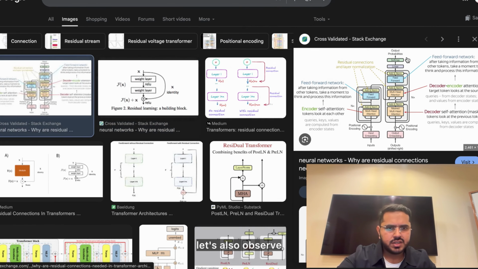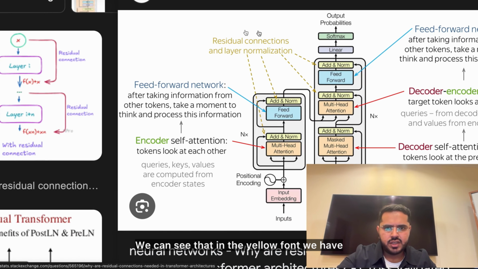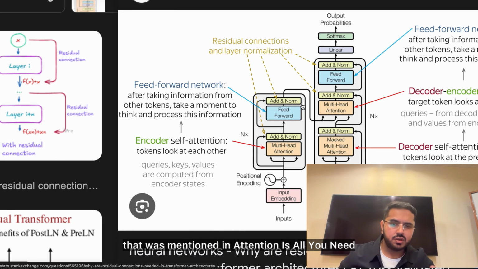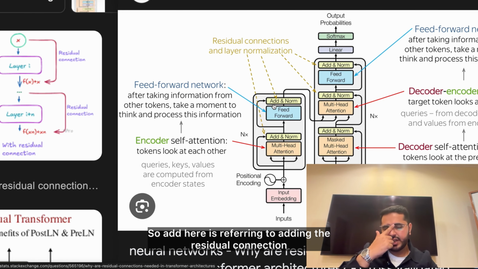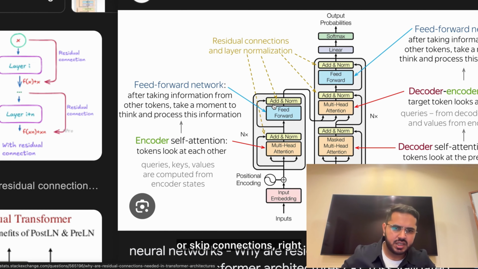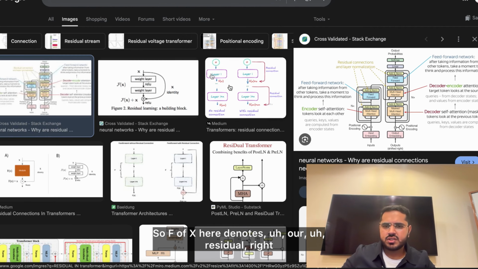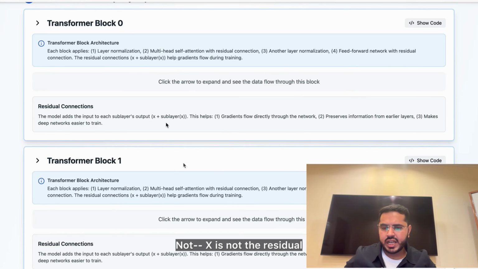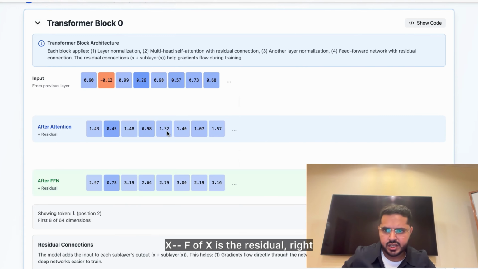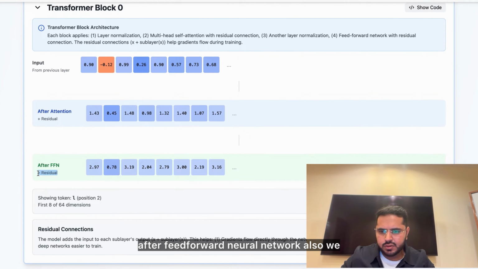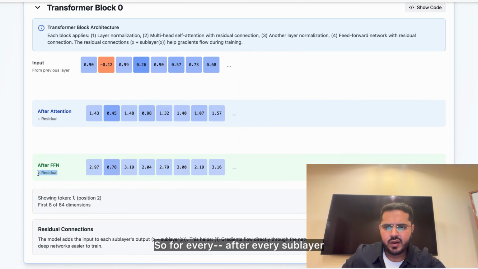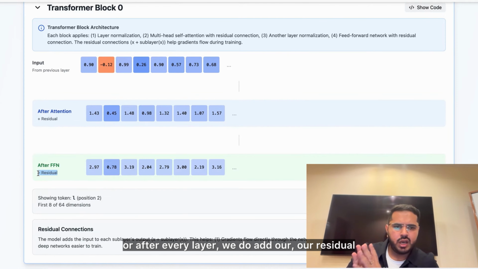In case of a transformer, let's also observe that in the yellow font we have mentioned Add here. This is the encoder decoder architecture of one of the transformers that was mentioned in Attention Is All You Need. We can see Add and layer normalization. Add here is referring to adding the residual connection or skip connection, right? So f of x here denotes our residual, right? x is not the residual; f of x is the residual, right? We can see that after attention also we added a residual, after the feed forward neural network also we added a residual, right? So after every sublayer we do add a residual.